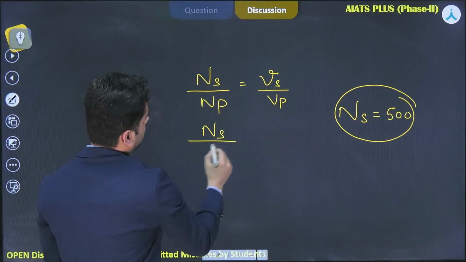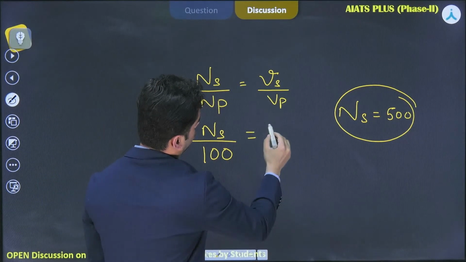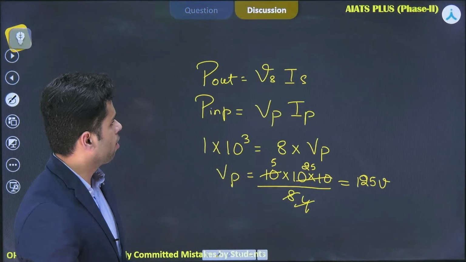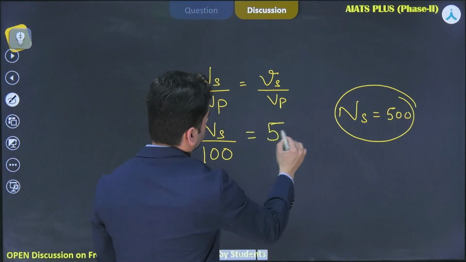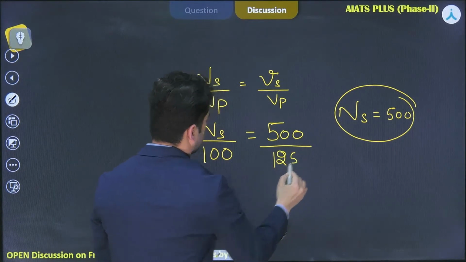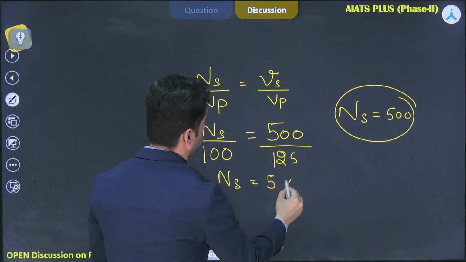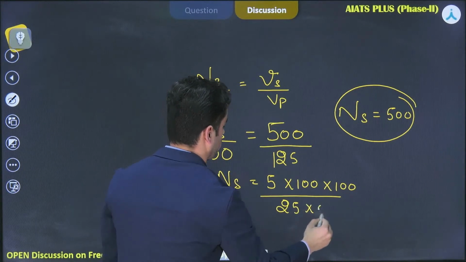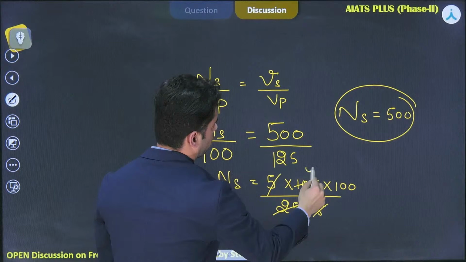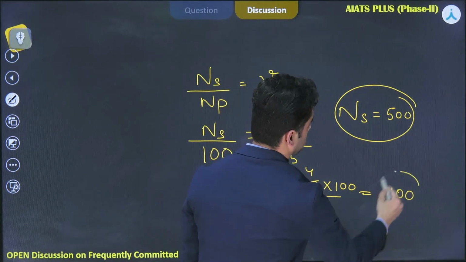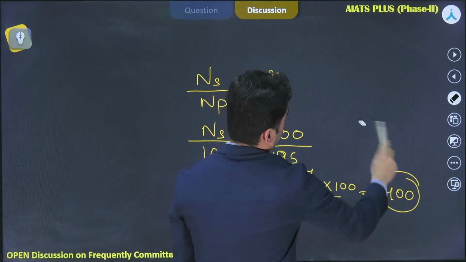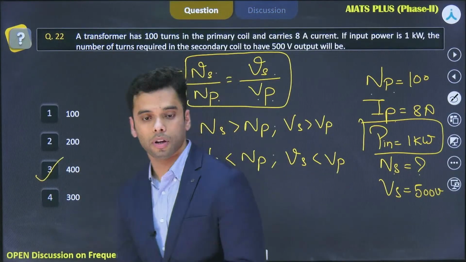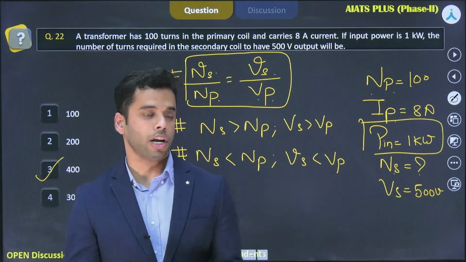So Ns we need to calculate, Np is given to me as 100, Vs is given to me as 500, and Vp I just calculated, it is 125. So Ns I need to calculate, it will be equal to 5 into 100 into 100 over 25 into 5. So 25 into 4, it is coming out to be equal to 400. I'm sorry for the calculation mistake. This one is wrong, which means the correct answer should be 400, and this is given to you in option 3. Yes, 400 is the correct answer. Very sorry for the calculation mistake.